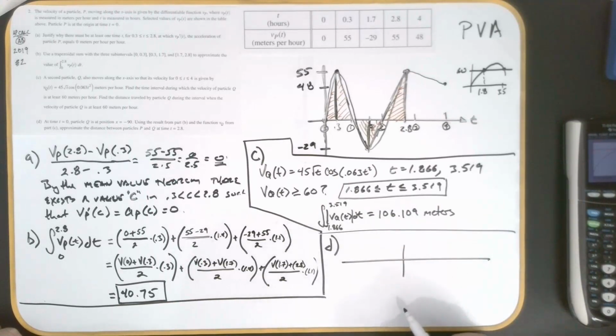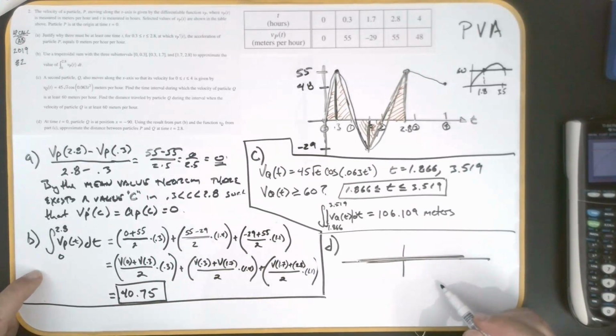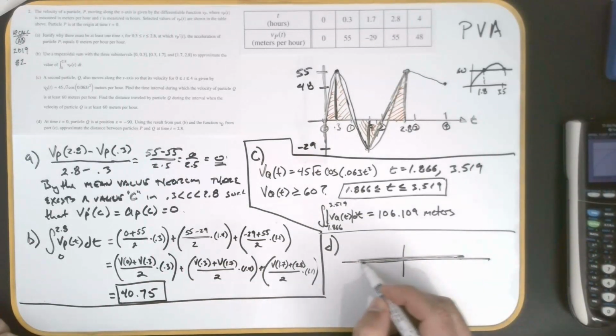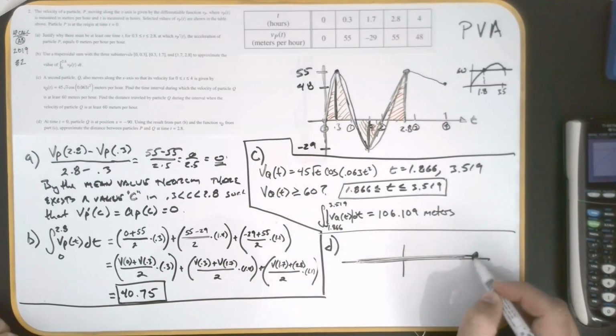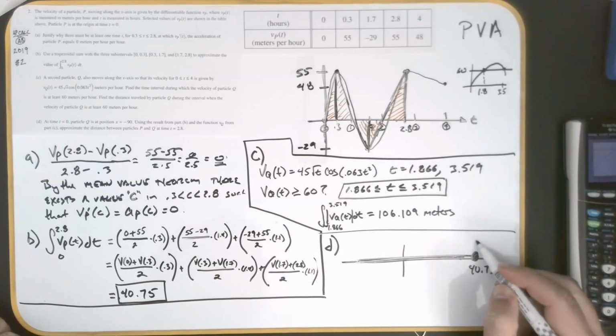So here's the deal. Remember the other point there? The particle is moving along the x-axis the whole time. And in fact, didn't we approximate from part B that the position was 40.75? So whatever the position is, let's just say it's right here, at 40.75. There's particle P.